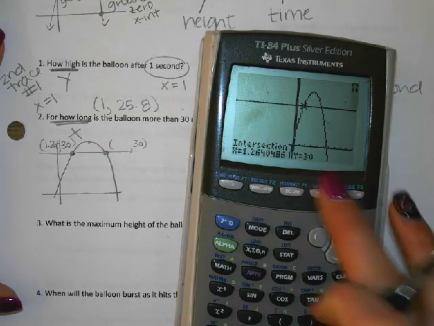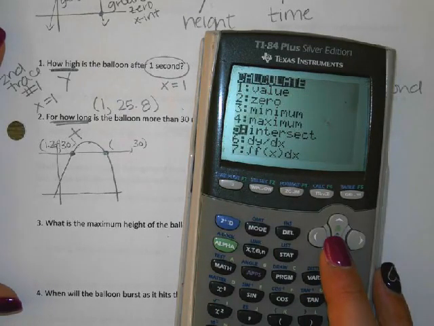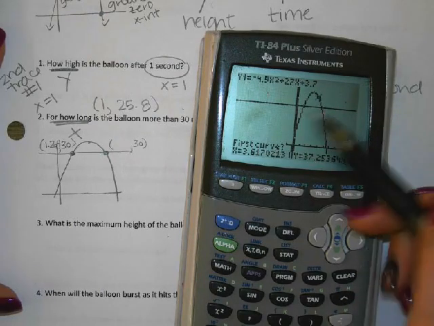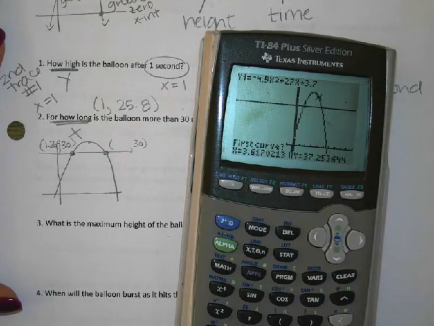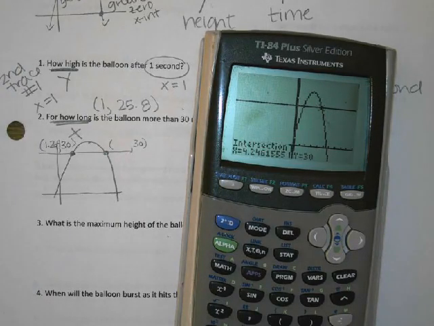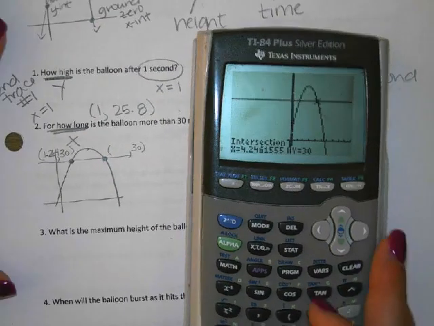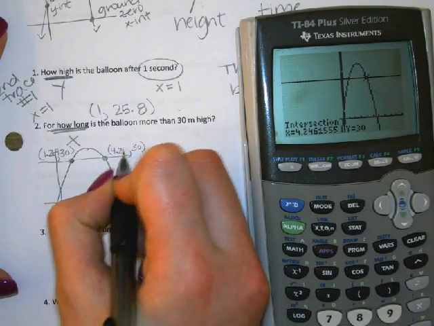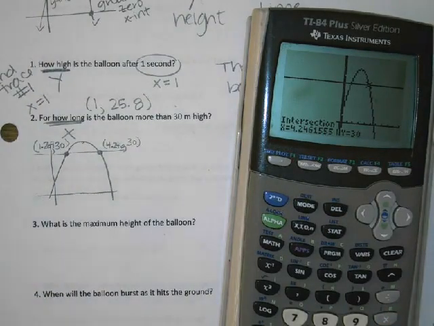And then we're going to do second trace again, number 5. And I don't have to go all the way over to the intersection. I just have to be closer to the one on the right than I am to the one on the left. So you just have to be more than halfway there. And then press enter 3 times and it will give you the other one. All right, so it starts being 30 meters high at 1.264 seconds. It finishes being 30 meters high at 4.246 seconds.